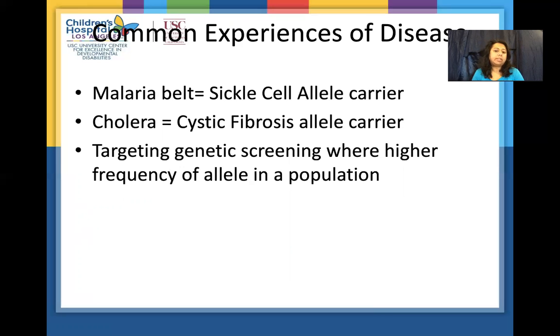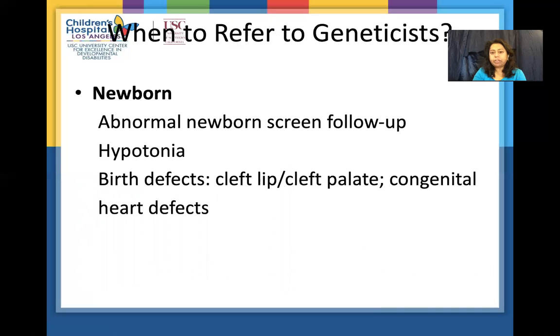So the condition known as cystic fibrosis is worldwide prevalent, but there are certain chromosomes and certain alleles and certain base pairs that tend to be frequently identified in European populations versus populations of the Americas versus populations in other parts of the world. So we try to target our testing depending on the population of interest. We recommend referral to geneticists whenever any newborn has a genetic screen that is being identified as abnormal.